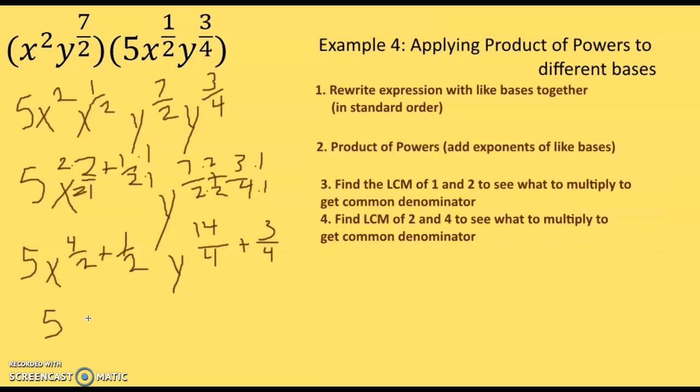So we have 5x to the 5 halves power times y to the 17/4 power. Notice when we add and subtract the fractions, we only add the numerator, not the denominator. We leave that alone. These fractions cannot be reduced anymore, so that's it. That's our answer.